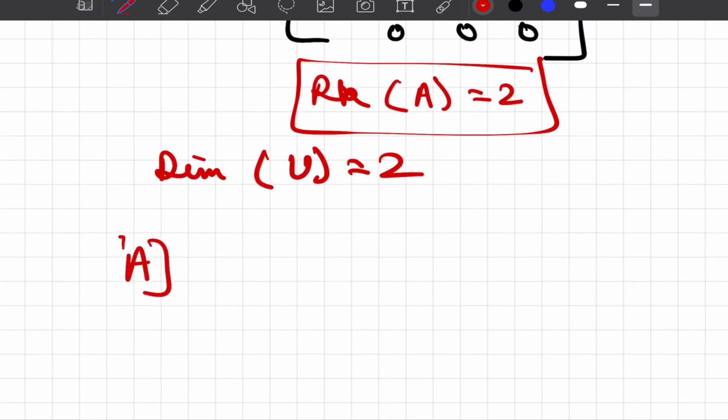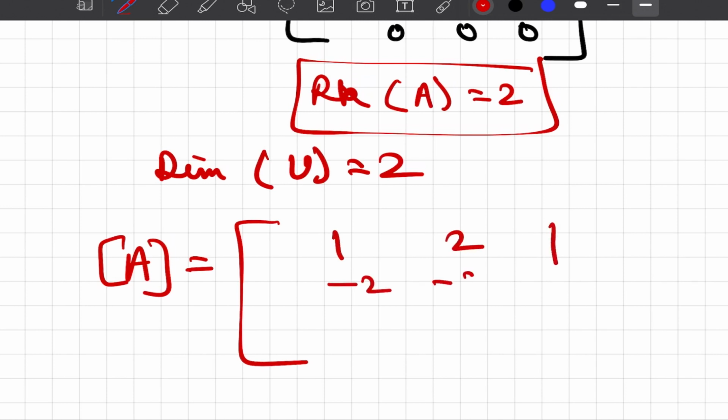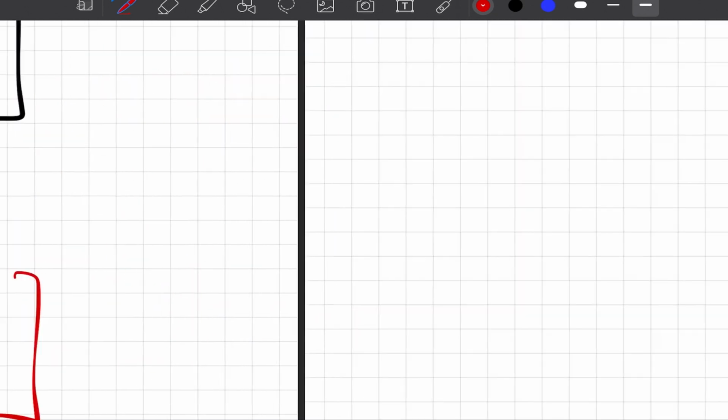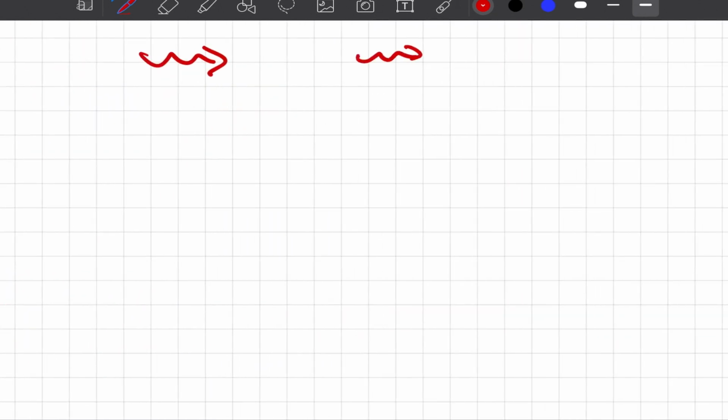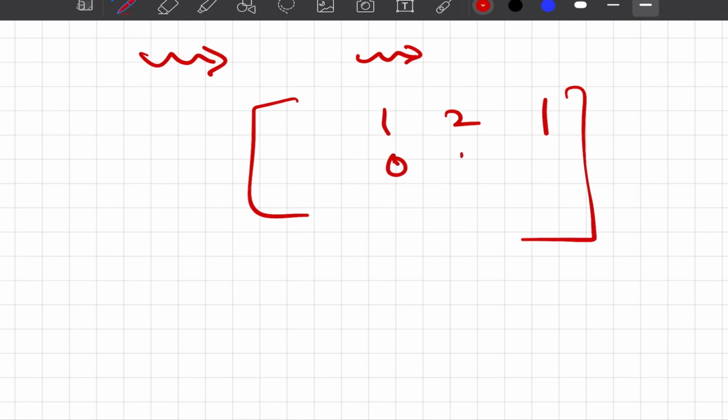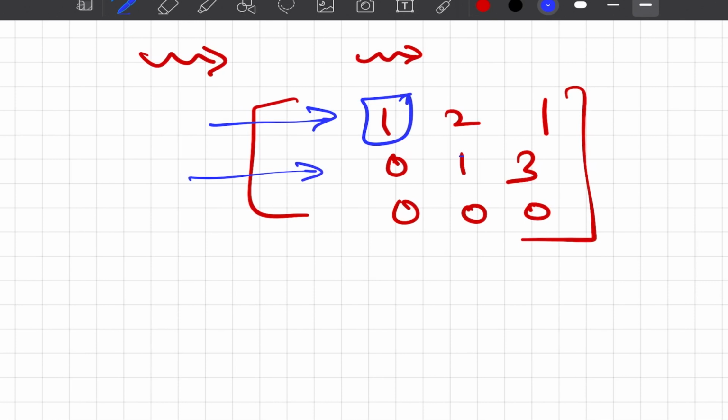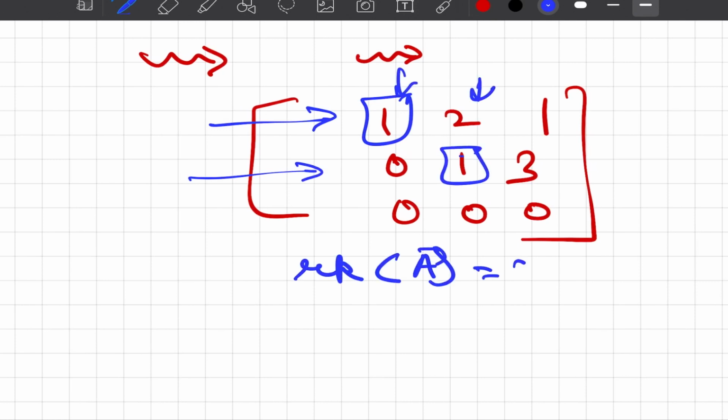For another example where things are not as trivial, let us consider A as 1 2 1, minus 2, minus 3 1, 3 5 0. We will again apply a series of operations, what we call Gaussian elimination, and reduce it into reduced row echelon form. After applying certain transformations, which I leave up to you, you come up with the form 1 2 1, 0 1 3, 0 0 0. Again, we identify the pivot columns, and hence the rank in this case is again equal to 2.